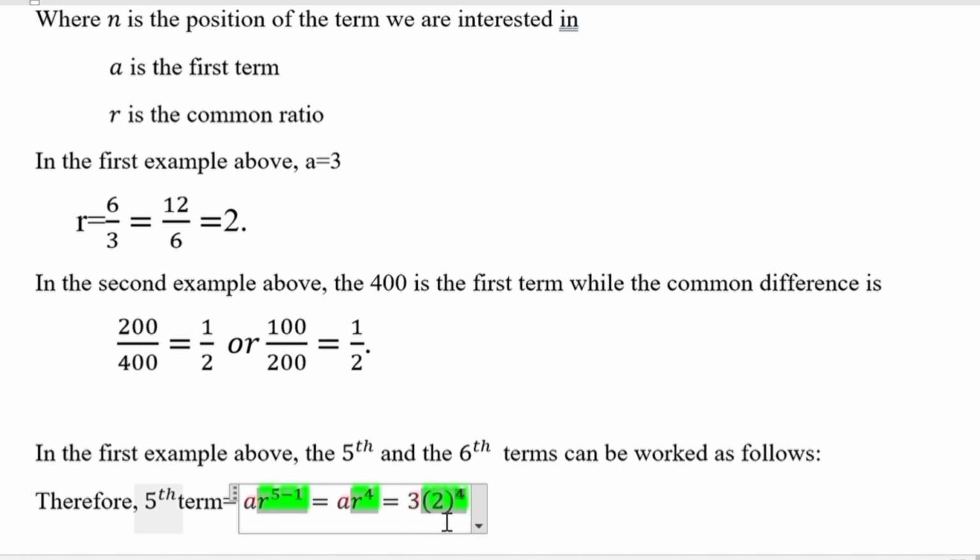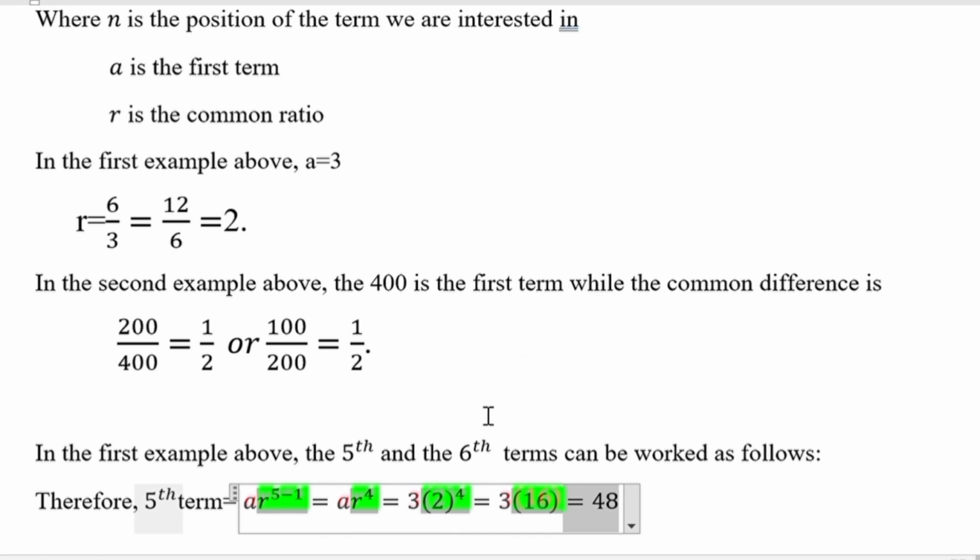And we know 2 raised to power 4 means this 4 is only affecting 2, it's not affecting 3, so it's only 2 that is raised to power 4. This means 2 times 2 times 2 times 2 times 3, and if you simplify that, it will be 3 times 16, and that gives us 48. And indeed, this is the term that we got that occupies the 5th position.